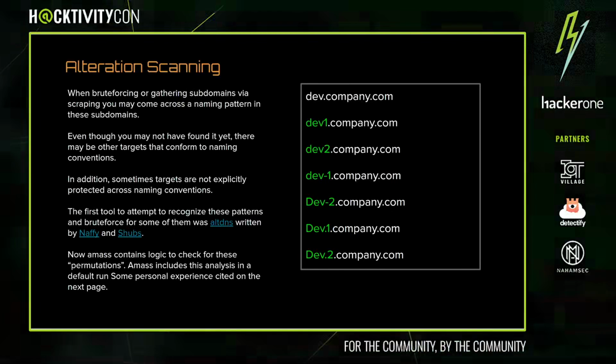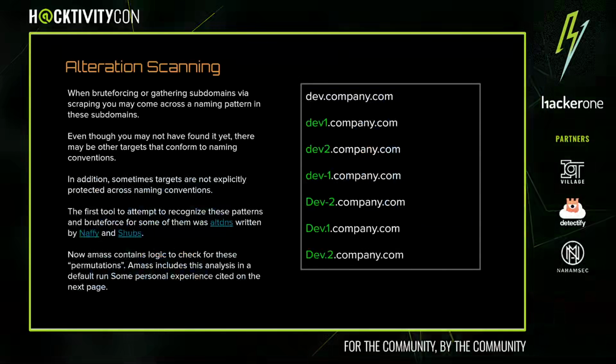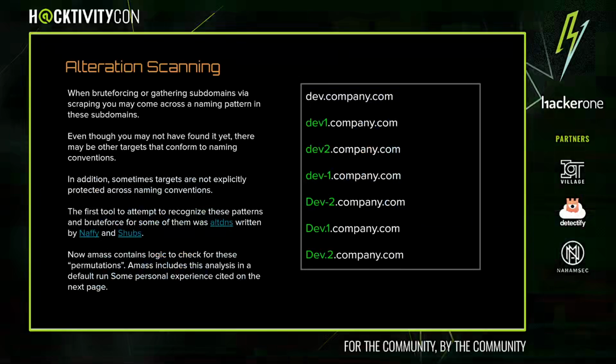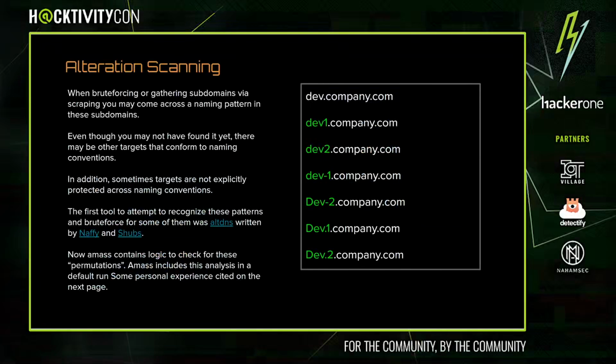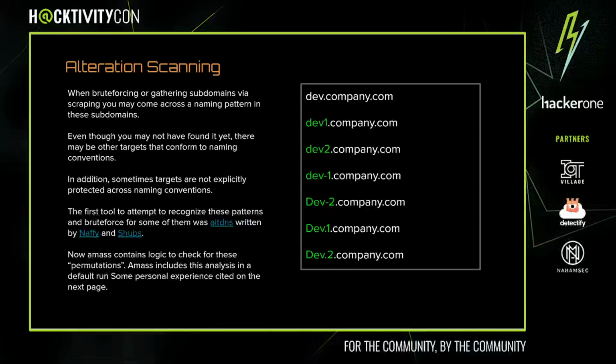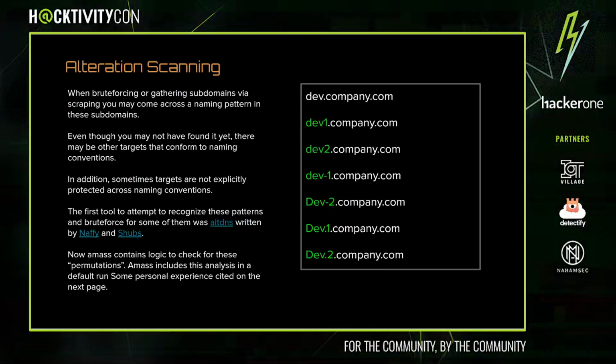Now, AltDNS was the first tool to do this. Since AltDNS, Amass has also integrated permutation scanning into its engine. So I tend to use Amass with this function when I'm doing all my other Amass scanning too.